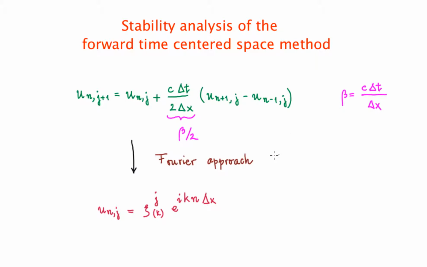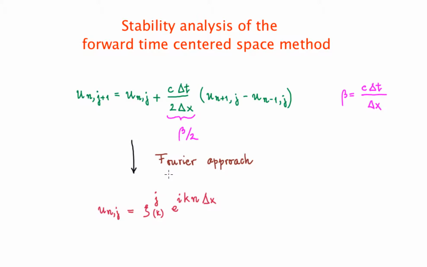Basically, what you have to do is follow the recipe you derived for the Fourier approach. So here we have the finite difference representation for this method. And to make the writing much shorter, we're going to call c times delta t over delta x, beta. So this coefficient here is going to be beta over 2.